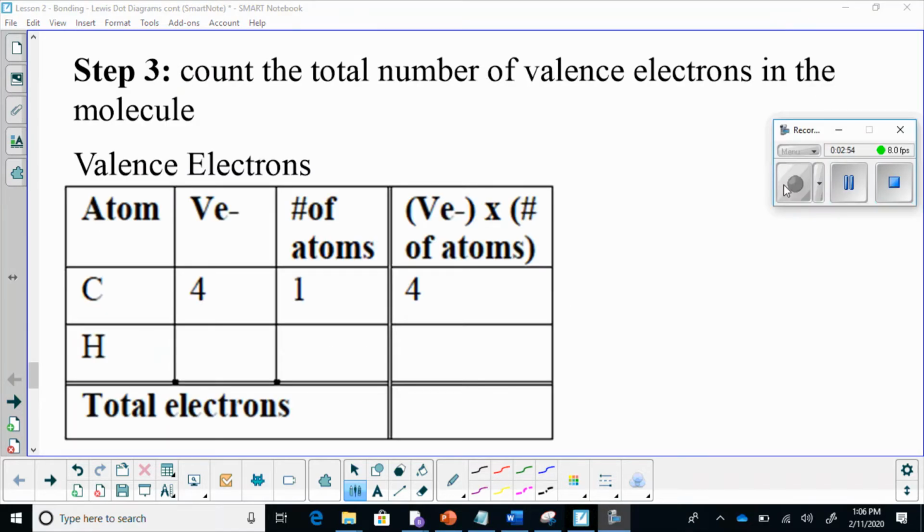Step 3 is we want to count the total number of valence electrons in the molecule. The chemical formula again for methane is CH4. We have 4 valence electrons in carbon with 1 atom in the molecule. We multiply these two numbers together to get how many valence electrons we have. Same thing for hydrogen. We have 1 valence electron and there are 4 atoms. Multiply those numbers together, we get 4. The total number of valence electrons in this molecule is 8.